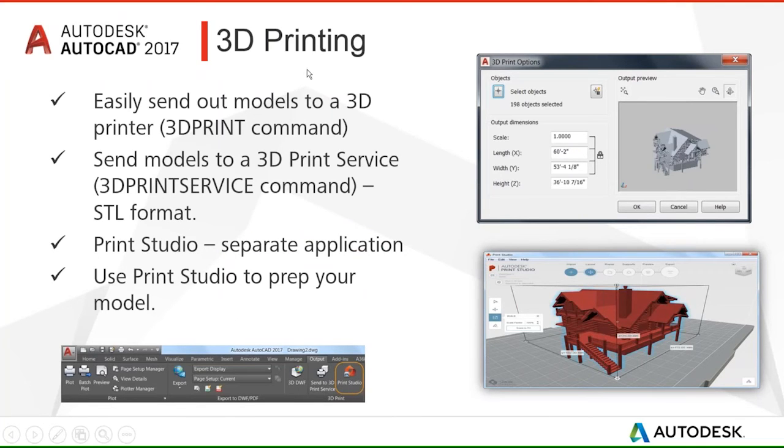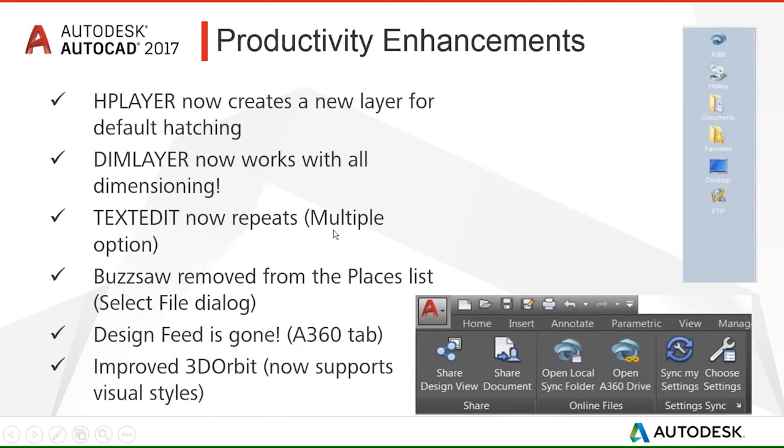Okay, I think I covered all of this. Oh, incidentally, if you are sending it to a 3D print service, it will send it out to an STL format. So then you can send that file to a print service. Okay, so what's left over? This is the leftover. These are the little things that don't fall in any other buckets. But because they're changes, if I don't tell you once again, you won't know. So some of these are pretty small, but I think you might want to know about them.